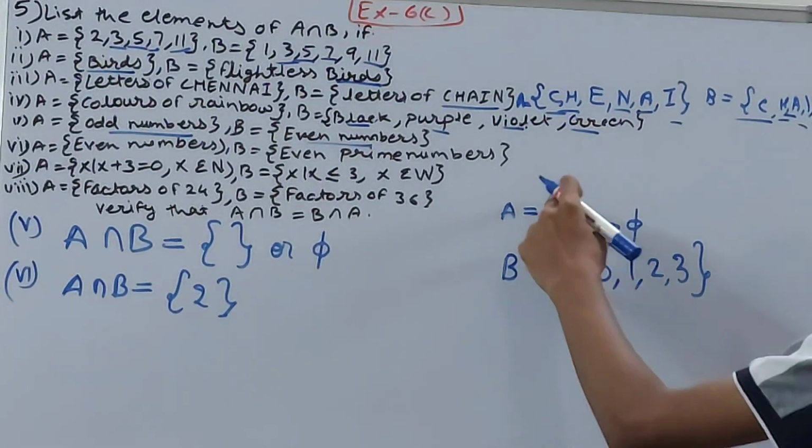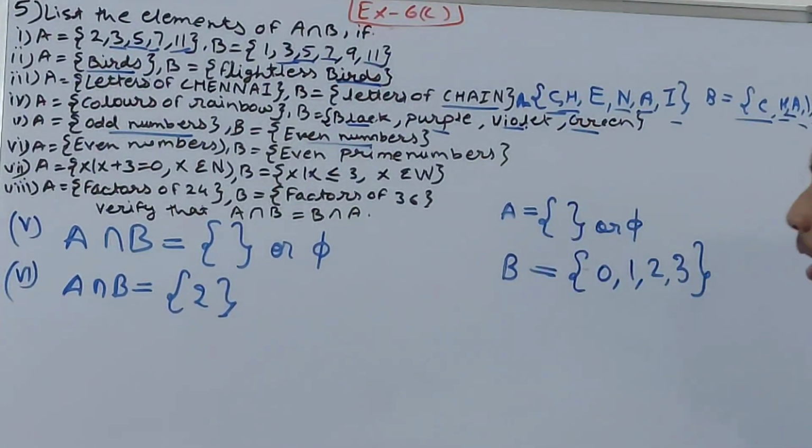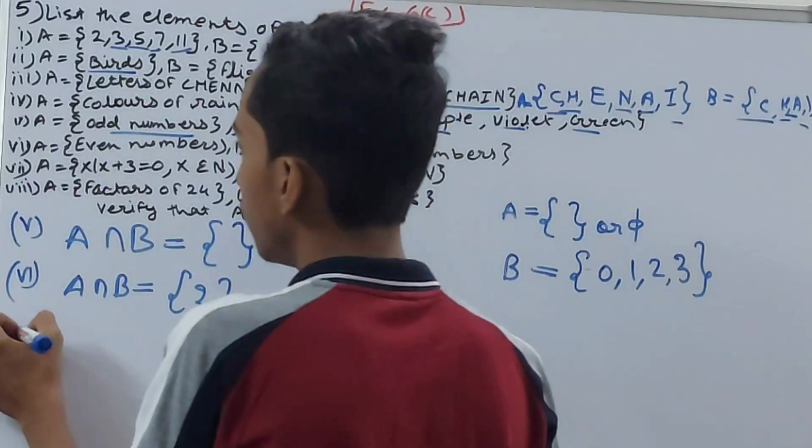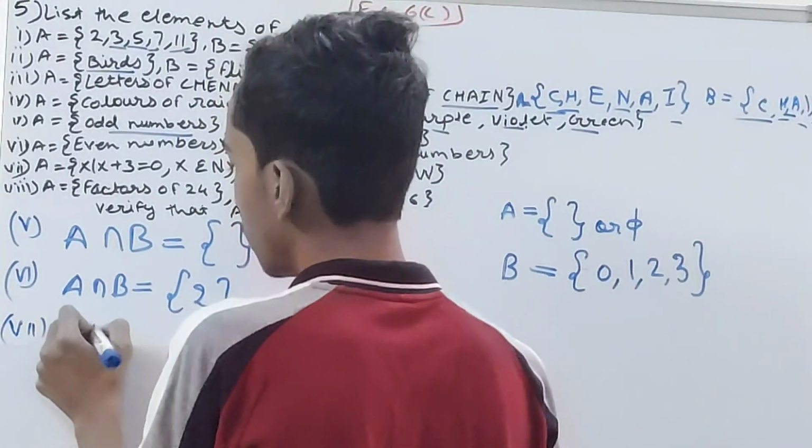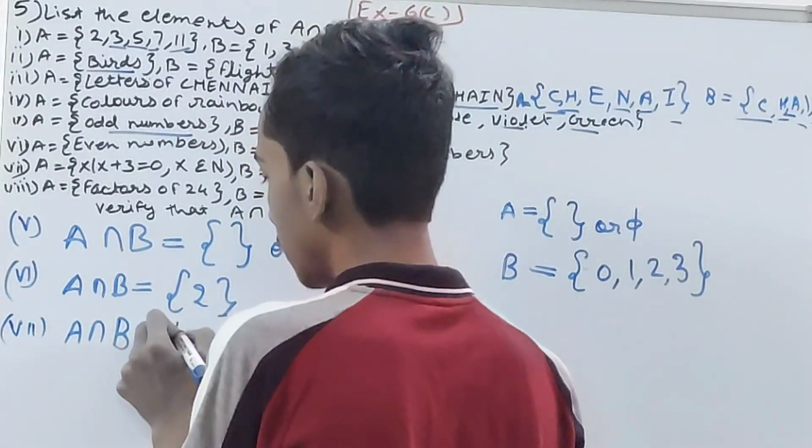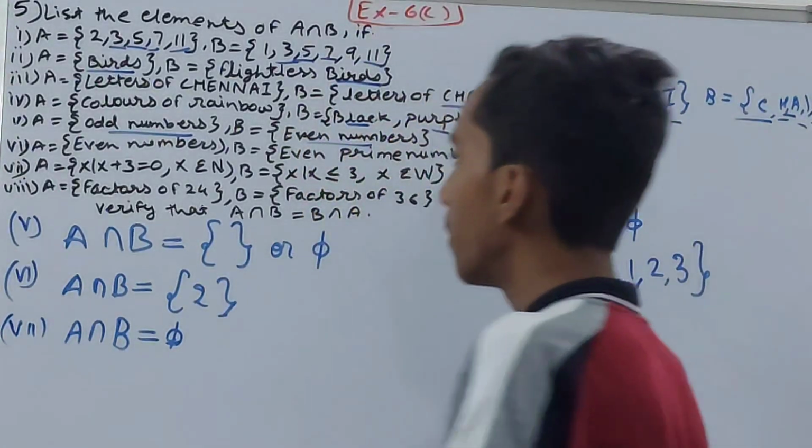Now see what is common. Is there anything common? Nothing is common, right? So the value of A intersection B will become what? Empty set. Fine. Nothing is common in both the sets.